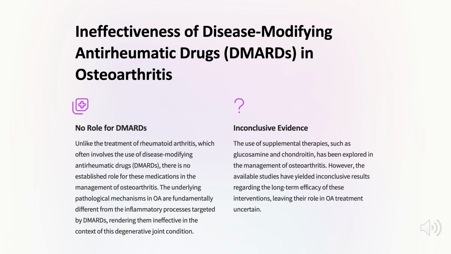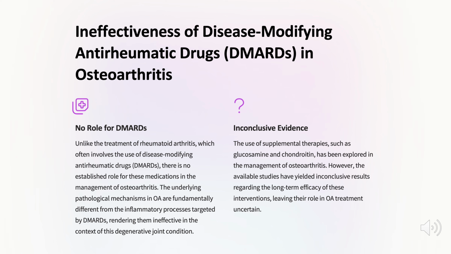Let's discuss the ineffectiveness of disease-modifying anti-rheumatic drugs, DMARDs, in the management of osteoarthritis, in contrast to rheumatoid arthritis, RA, where DMARDs play a central role in treatment. There is no established role for these medications in managing OA. This is because the underlying pathological mechanisms in OA differ fundamentally from the inflammatory processes targeted by DMARDs. As a result, DMARDs are ineffective in addressing the degenerative joint changes characteristic of OA.